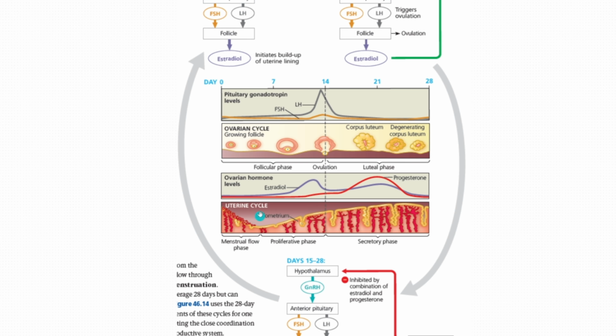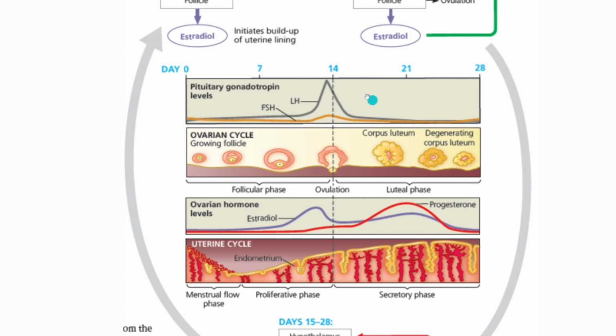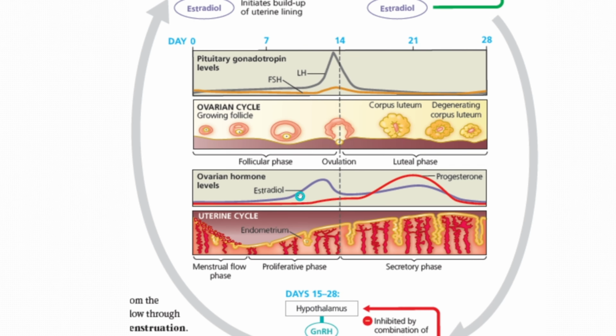There are 4 graphs you need to know. The first graph is for FSH and LH, the pituitary gland hormones. Another one is the ovarian cycle. During day 0 until 28, what is happening in the ovary, meaning what happens during the follicle stage? And then there are another 2 hormones, estrogen and progesterone.